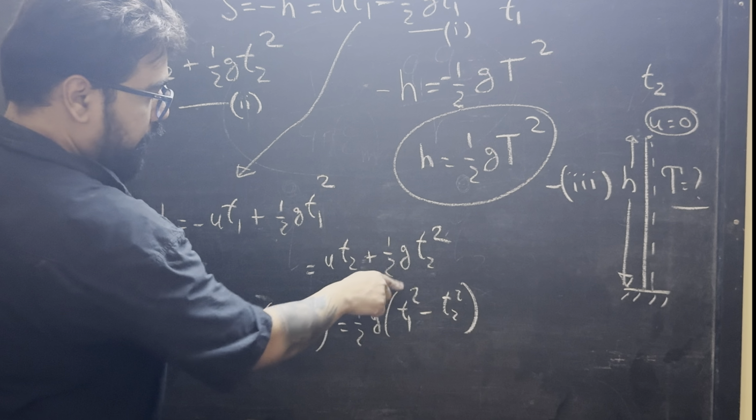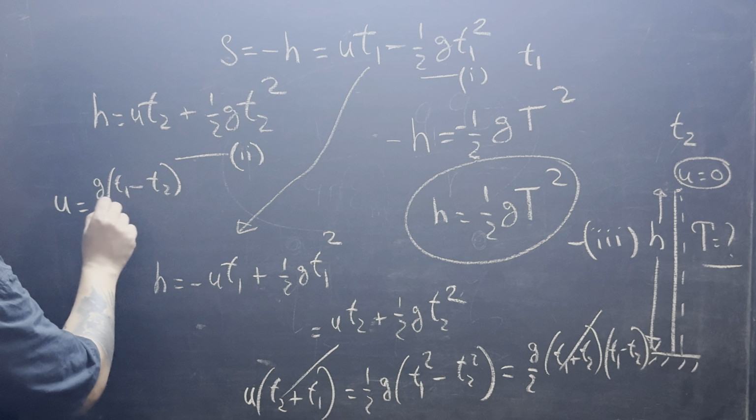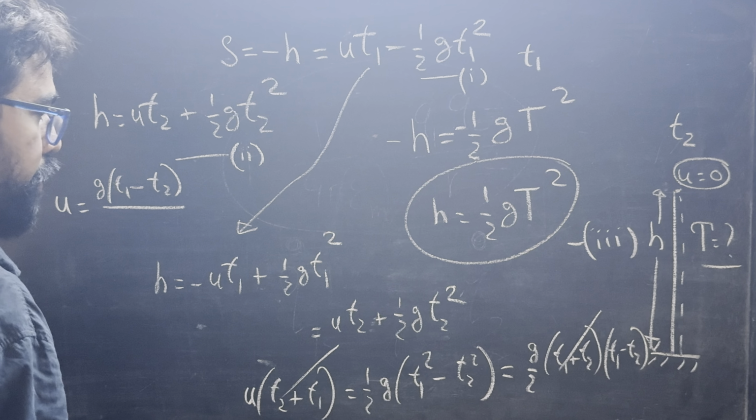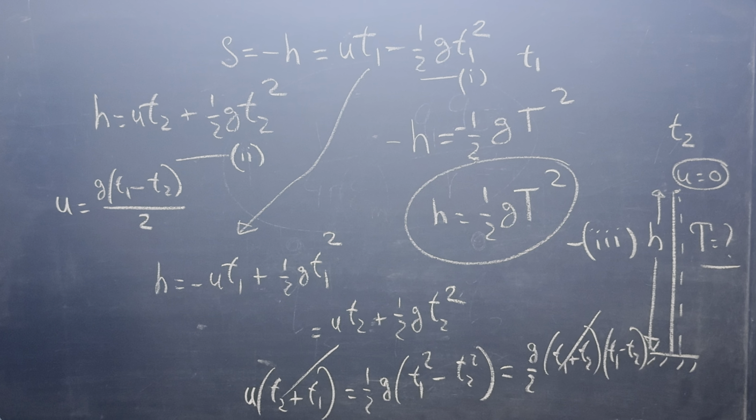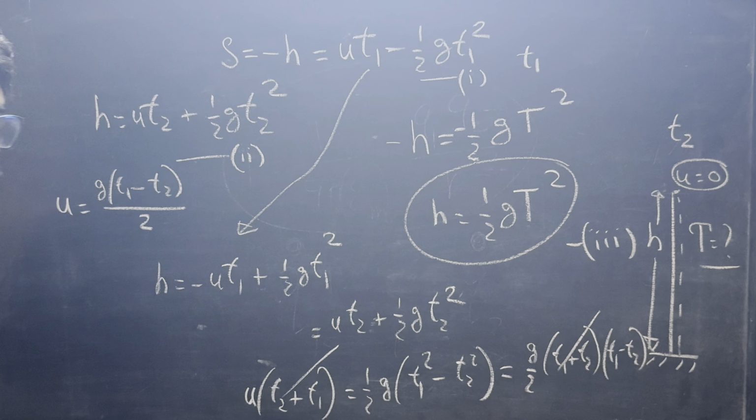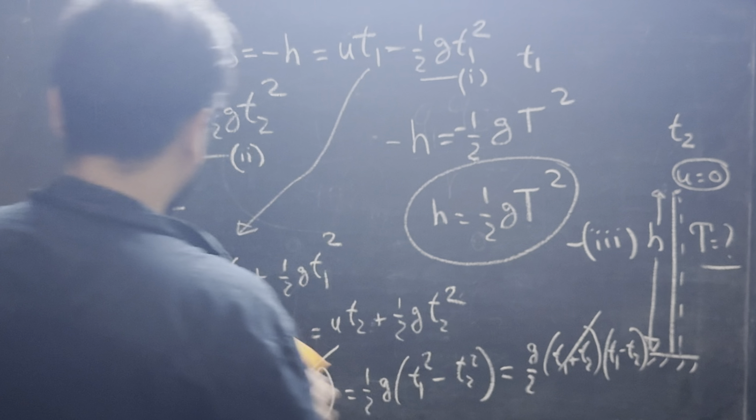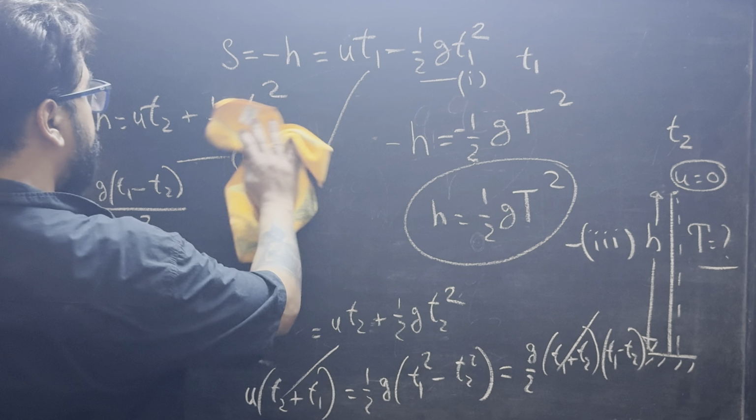So this is coming as g by 2 into t1 plus t2 into t1 minus t2. So t1 plus t2 and t1 plus t2 cancels out. This gives me u, small u, is equal to g into t1 minus t2 whole divided by 2, right? I cancelled t2 plus t1 and t1 plus t2. So now I need to calculate that capital T.